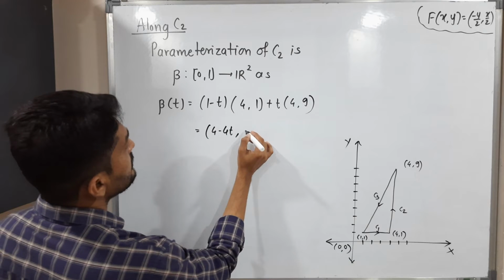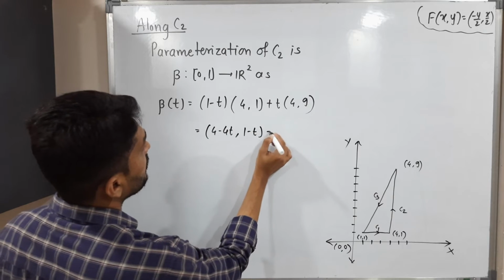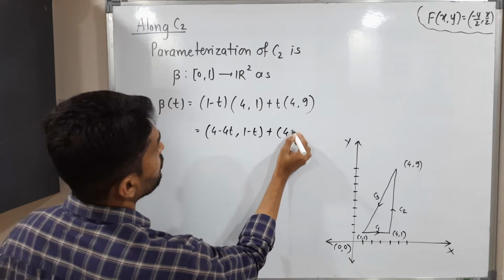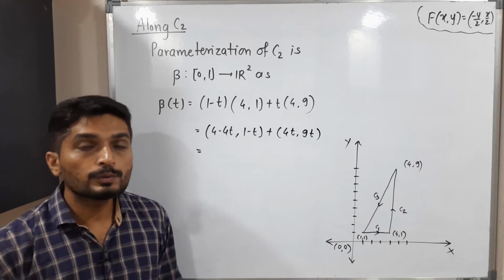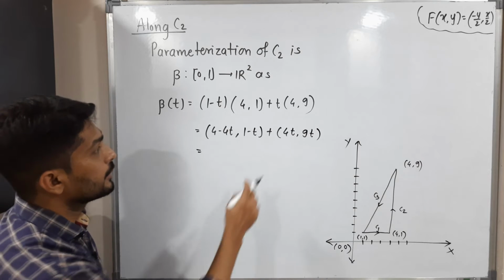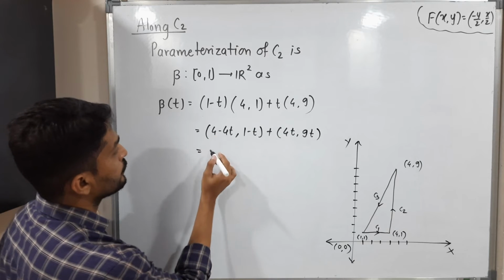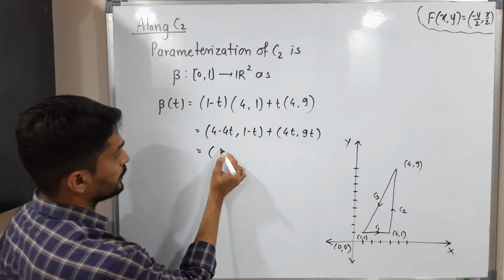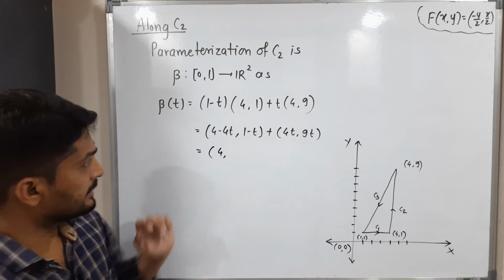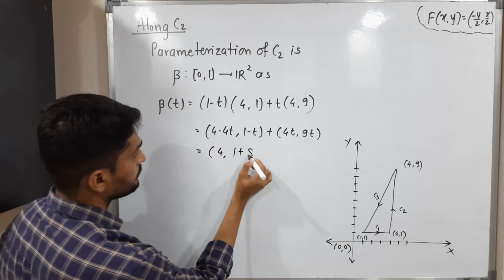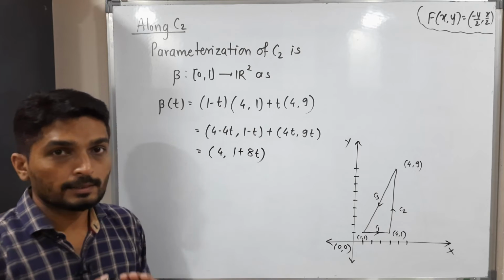1 into 1 minus t is 1 minus t, plus here if you take the product, 4t and 9t. After that we should add component wise, right? So 4 minus 4t plus 4t, the minus 4t and plus 4t get cancelled. We will have 4, and 1 minus t plus 9t, that means 1 plus 8t. So this is the parameterization.